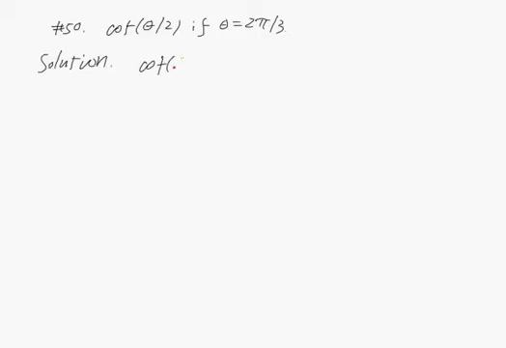Now let's look at problem 50. We need to find the cotangent of theta over 2 if theta is equal to 2 pi over 3. So cotangent of theta over 2 is equal to cotangent of 2 pi over 3 divided by 2. So that is pi over 3, right?